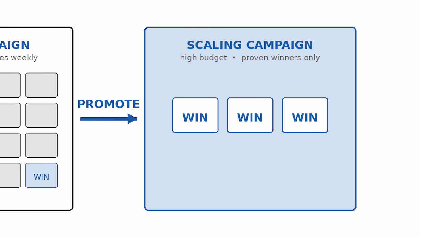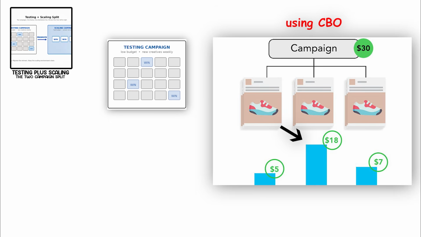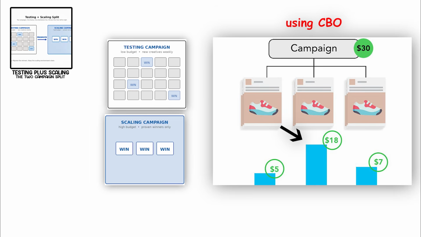Higher budget, sometimes much higher. Often using CBO, so Meta routes spend to whichever proven winner is hottest. The testing campaign is the factory. The scaling campaign is the distribution line. Creative flows one direction. Test it cheaply, validate it, then migrate it to where the real money lives.